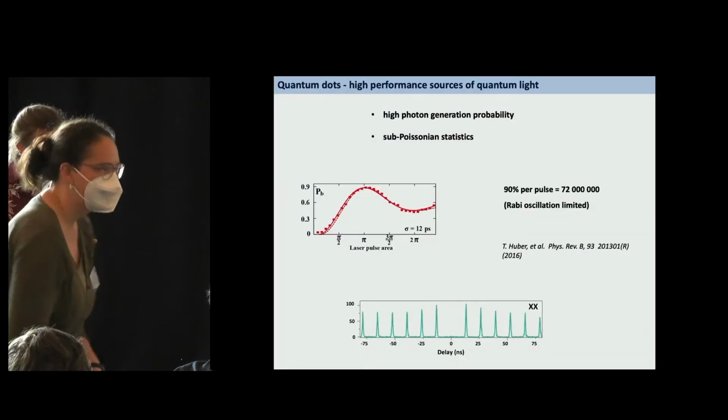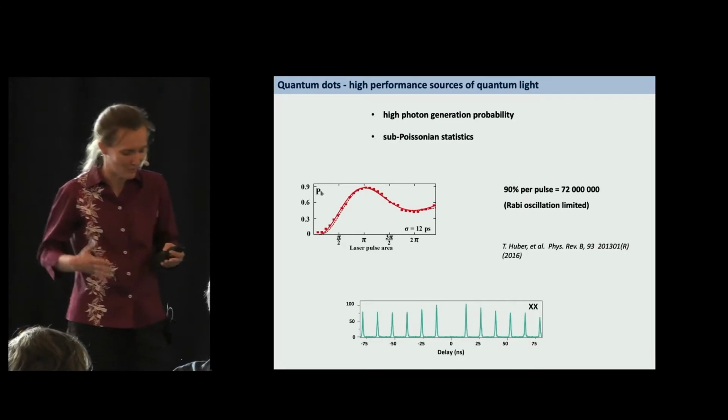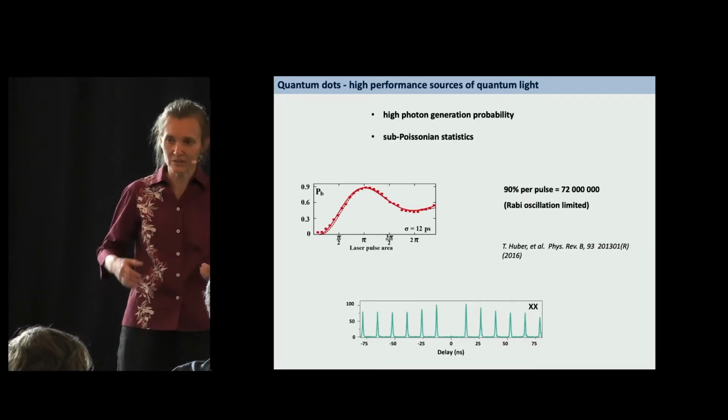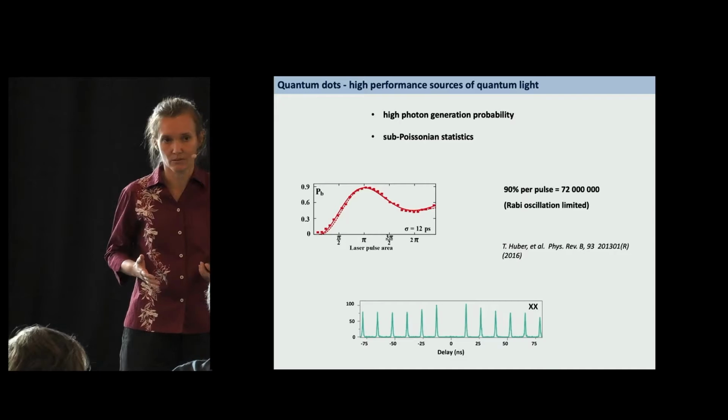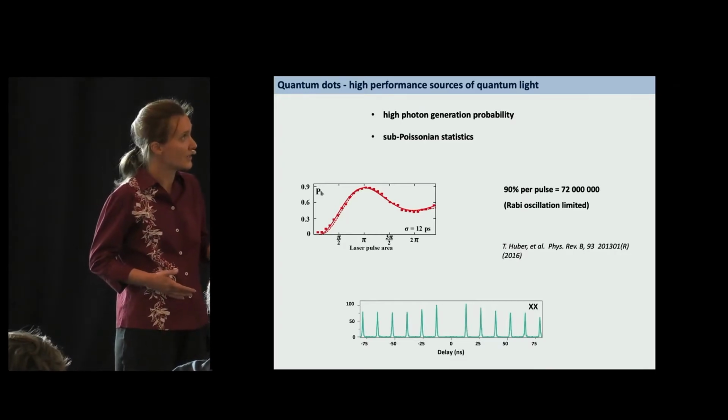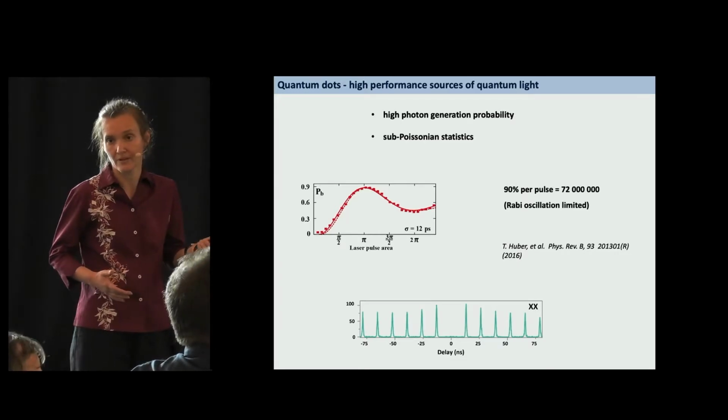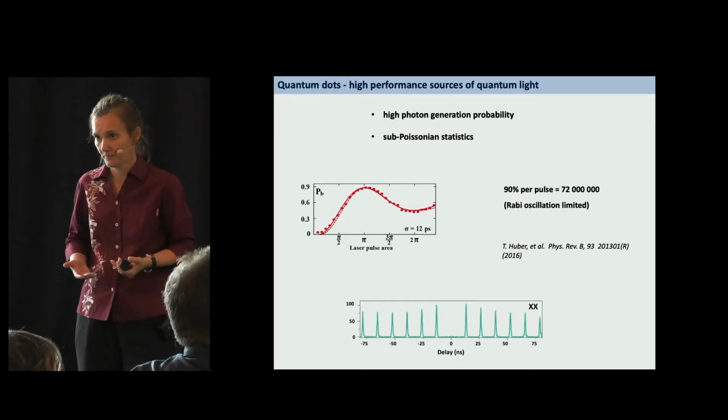So finally, I come to the point where I tell you this lovely number. I know that we had an 80 megahertz laser, so 90% probability is 72 million photon pairs. So this is a lot.